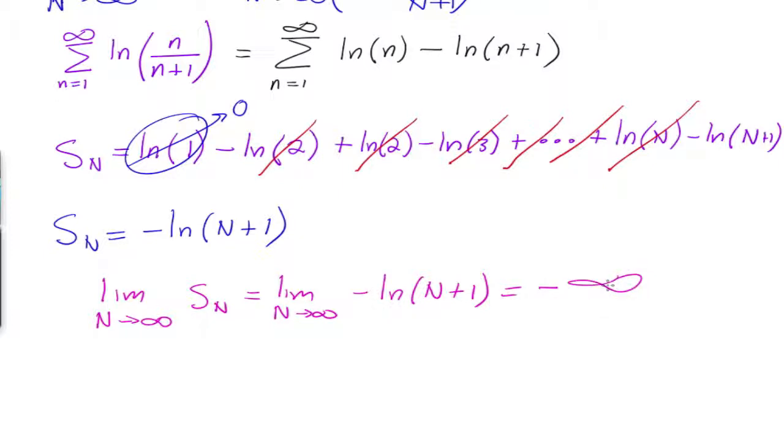Okay, so does the series converge? No. What do you say when a sequence does not converge? It diverges. So the series diverges.